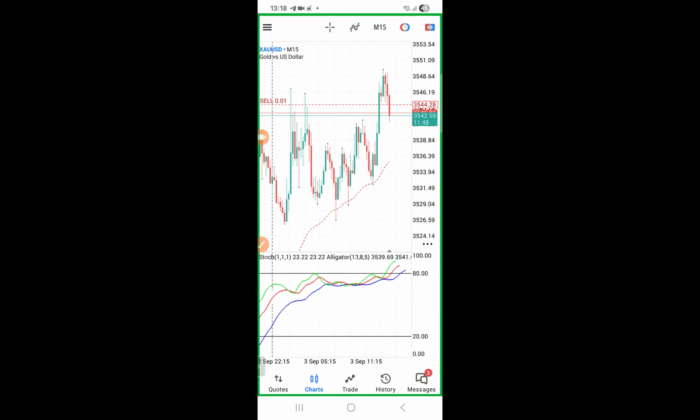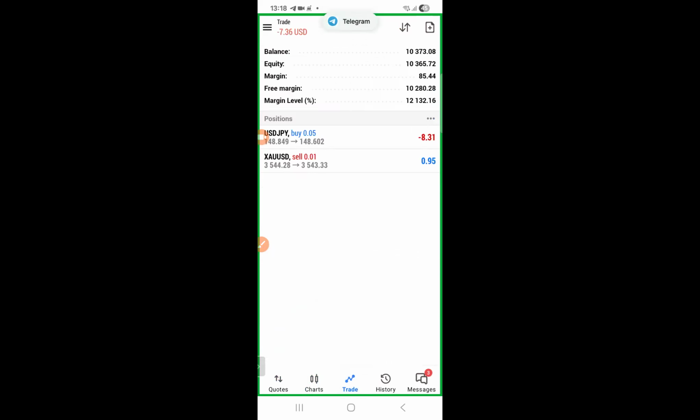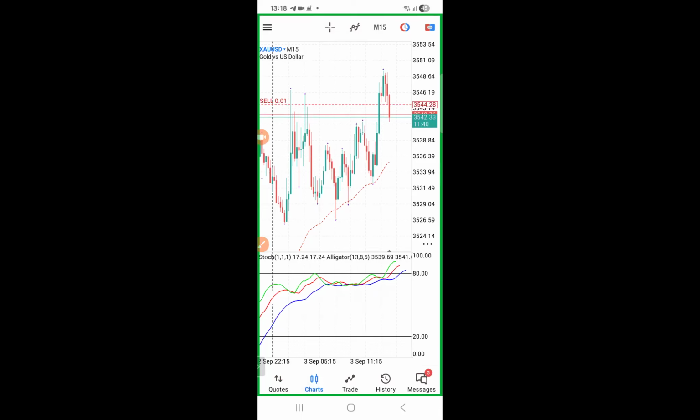So now when you are asked to sell gold, you are giving stop loss, take profit, and all of that. So when I come here, I've sold. It asks me to take profit or stop loss, maybe somewhere at 3537 or so. So you look at it up here, 3537.